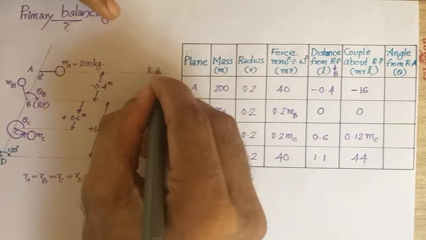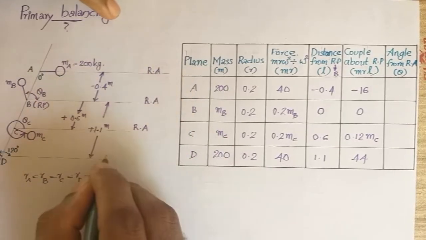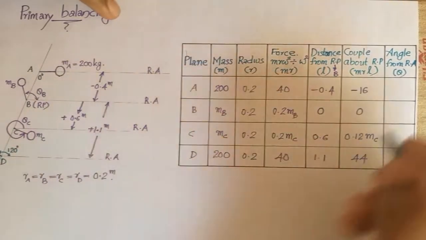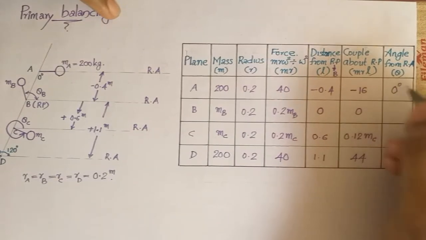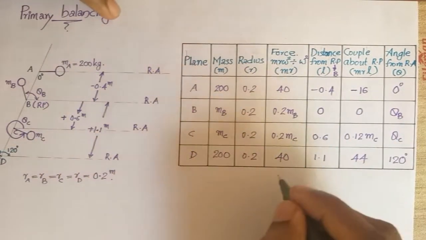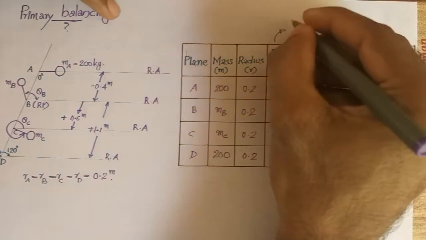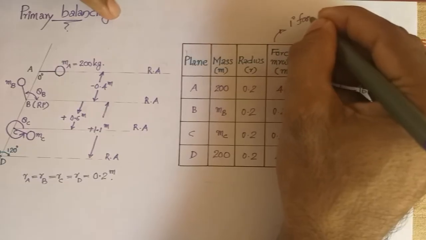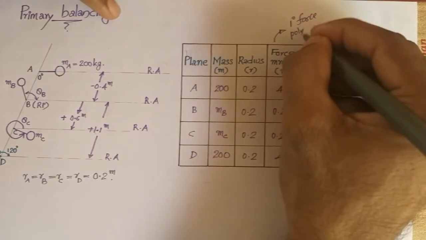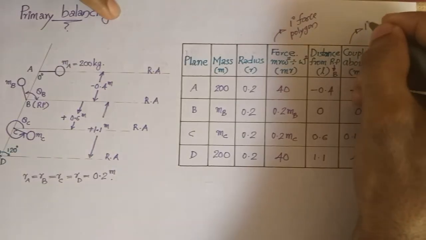In all planes, this is the reference axis. The horizontal line is the reference axis, and all the angular positions of these cranks are measured from it. This is 0 degree, this is unknown theta B, this is theta C, and this angle is 120 degree. So with the help of this column, we will be constructing the primary force polygon. This should be a closed one, and this column is the primary couple.